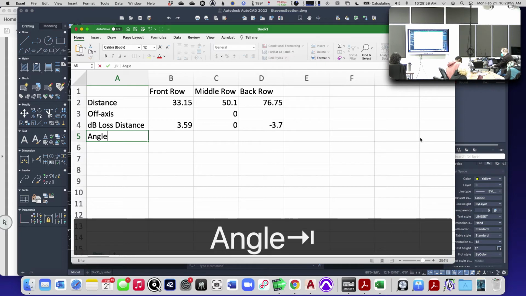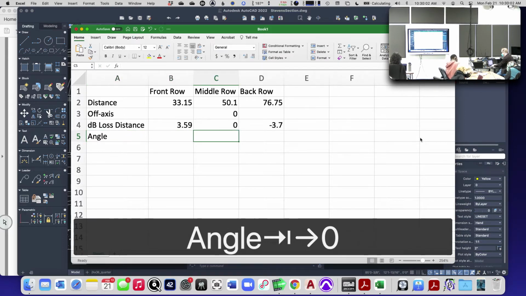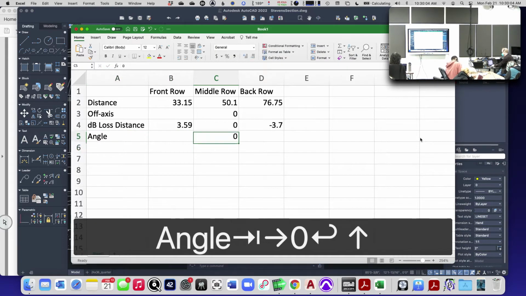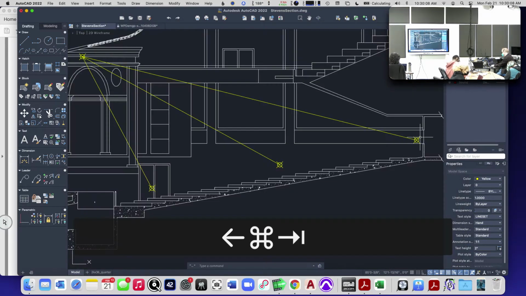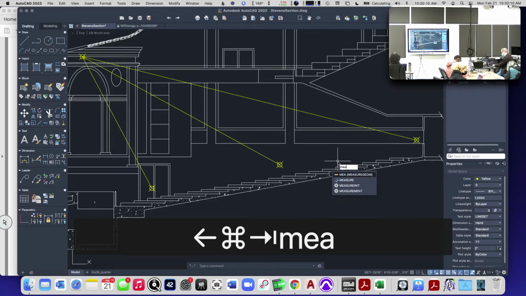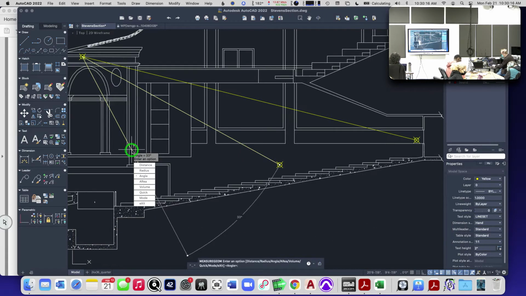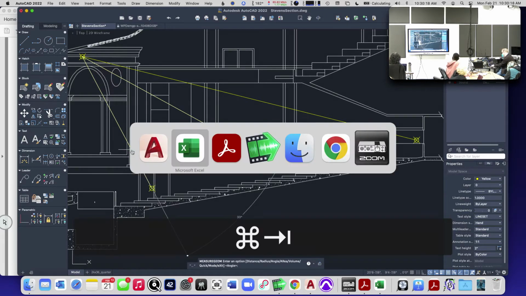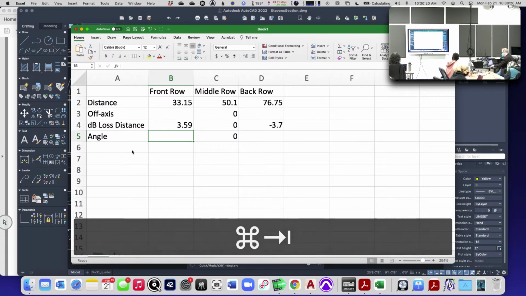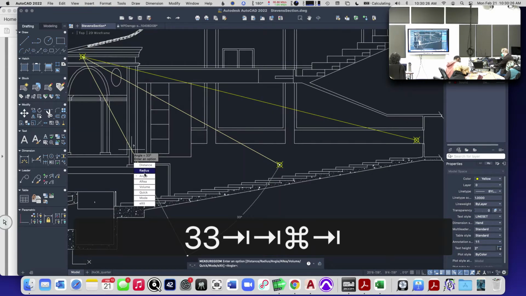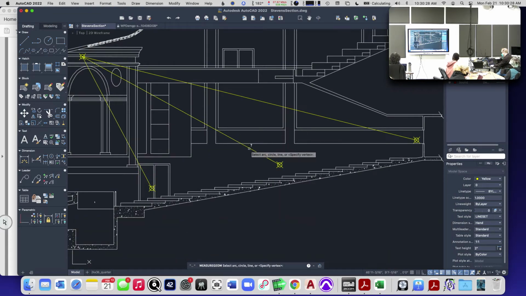So what is the angle? Well, 0 is middle row because that's where we've pointed it. But what is the angle off axis to the front row? Well, I just measure this. 33 degrees. 33 degrees. What about to the back row?